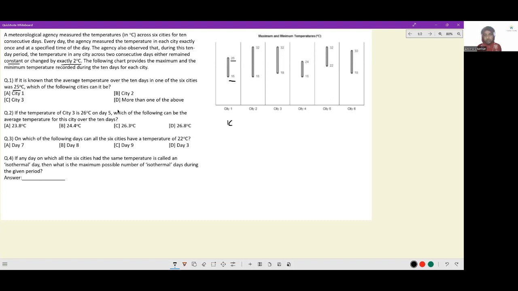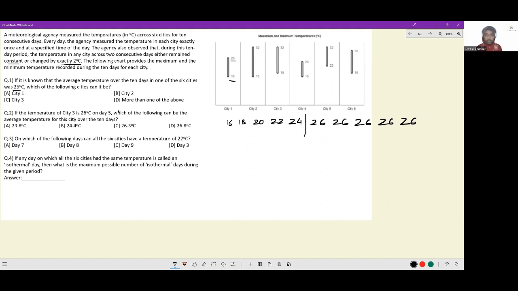So what I'll do is 16, 20, sorry, not 20. Next day I can only increase it by 2, no? 16, 18, 20, 22, 24, 26, 26, 26, 26, and 26. This is the maximum average temperature that you can get for city 1.